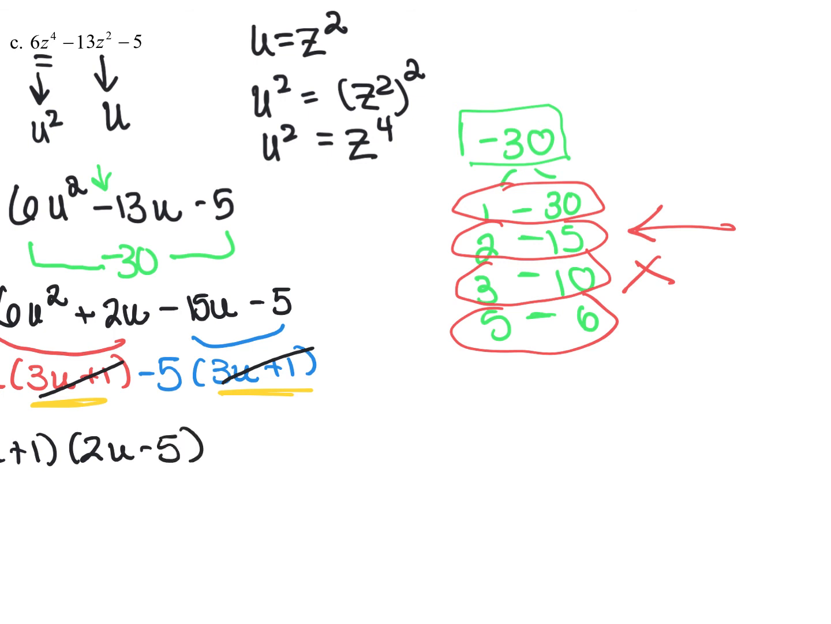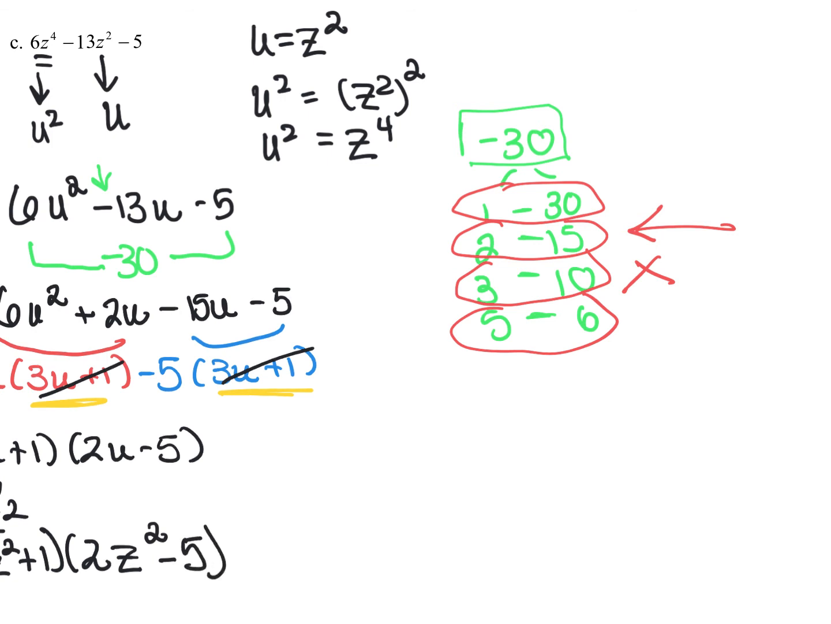So close, but I have to plug back in what I started with. This one's not nearly as bad as plugging back in. Remember we let U equal z squared? So we write 3z squared plus 1, and then 2z squared minus 5.